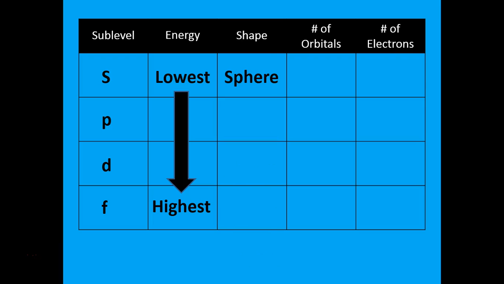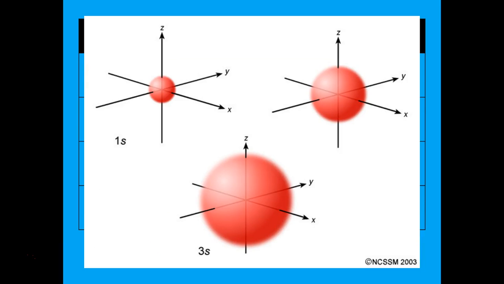The shapes of these can be pretty strange. The first one's pretty simple actually. S, if you remember, S is sphere. It's actually called sharp, but if you remember S is sphere, that might be a mnemonic that you can use to remember this.